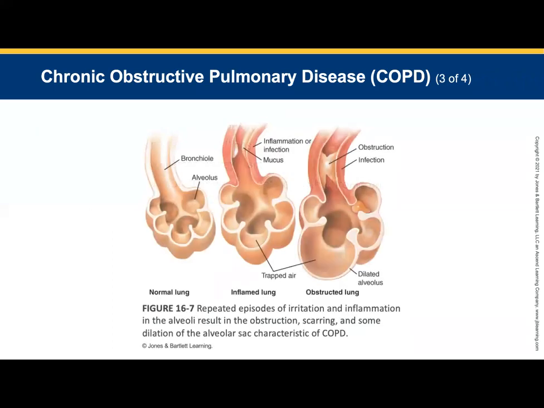Here we talked about how COPD affects the alveoli. We look here at the alveolar sac. This is a normal one. We have trapped air here, and this is an obstructive lung. See how massively swollen it is? These are all dilated, and it's causing issues there.